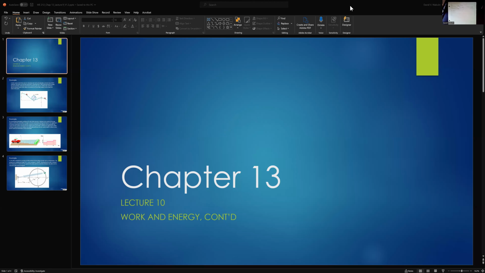Okay, this is chapter 13, lecture 10, which we would have done live. I would like to go through 3 example problems of energy, and after that, on Wednesday, we will pick up with a little bit of energy, and then we'll talk about impulse momentum. The objective of impulse momentum is the third idea. We have F equals ma, we have energy, and then we have impulse momentum, all of which emanate from Newton's second law.